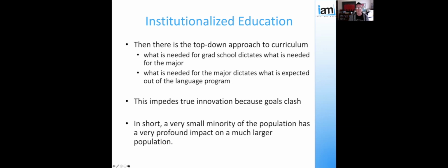So my point is that a very small minority of the population, those people getting PhDs and those people teaching those PhD courses have a very profound impact on the thousands and thousands of students who never go on beyond 4th semester at a college. A very profound impact.